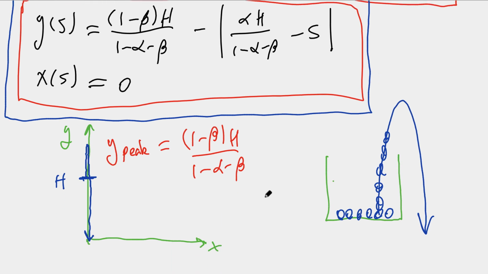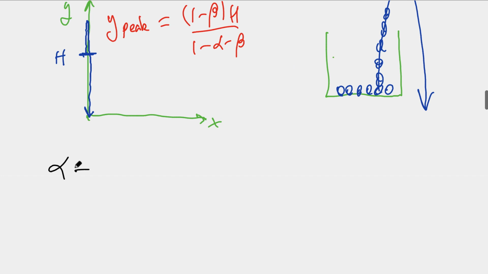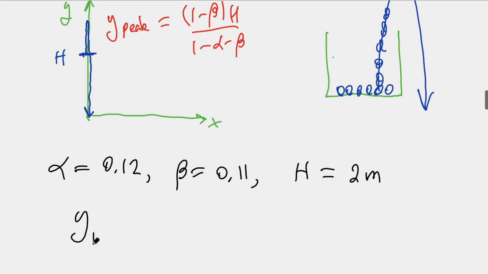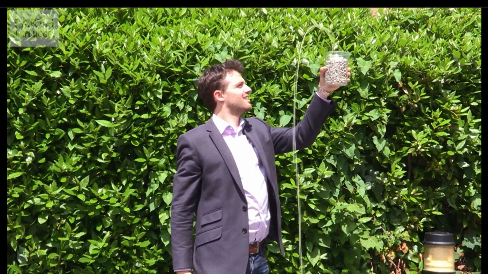Independent of those details, we can still use our results to estimate the height of a chain fountain. From this expression for the peak, let's use alpha equals 0.12, beta equals 0.11, and let's choose a height h of, say, 2 meters. Then y peak is about 2.3 meters. In other words, the chain rises about 30 centimeters above the container. So there you have it, the dam calculation for the chain fountain. I think Bryce DeWitt would be pleased.